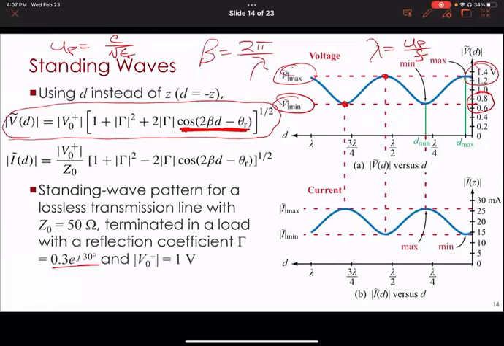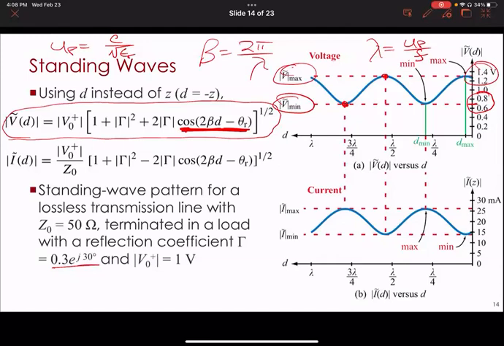So if you have these areas where you get a really big cancellation, and then areas where it really combines together a lot, then you'll get a Vmax that's way, way bigger than the Vmin. And the standing wave ratio is Vmax divided by Vmin, so you get a bigger standing wave ratio.